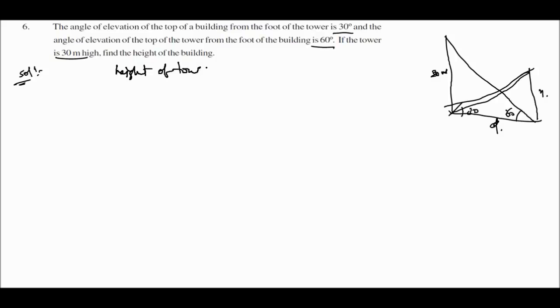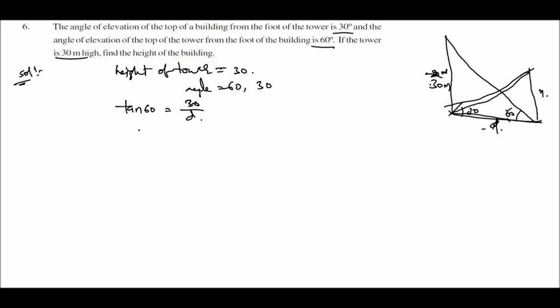The height of the tower is 30 meters, and the two angles given are 60 and 30. The distance between the foot and the building, we let it be d. So tan 60 is equal to opposite by adjacent. Opposite is 30 meters, so 30 divided by d.